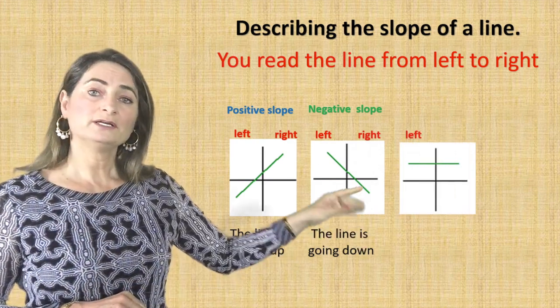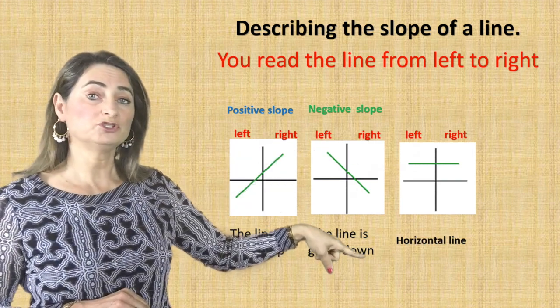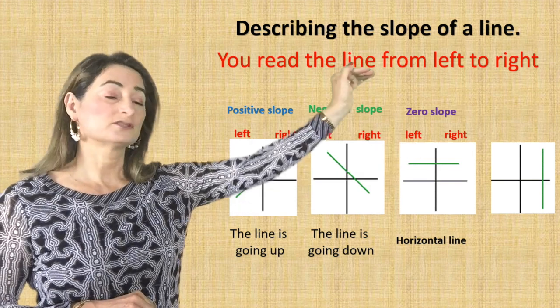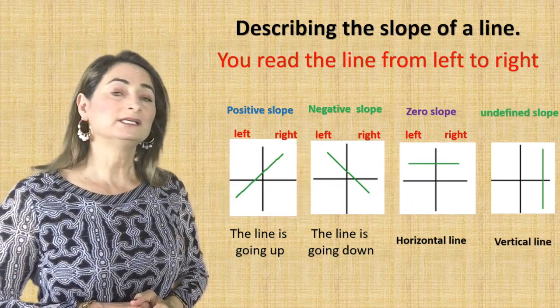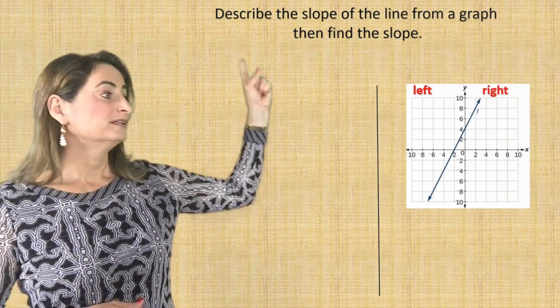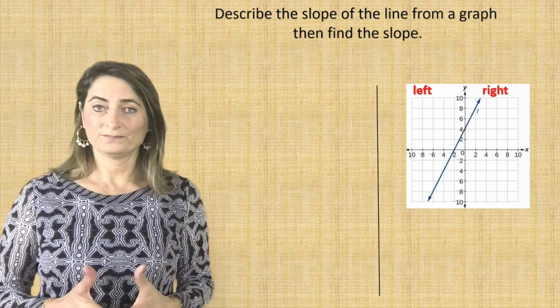The third one, the line from left to right, is a horizontal line, which means 0 slope. And the last one is a vertical line, which means undefined slope. Here's a graph. Describe the slope of the line from a graph, then find the slope.